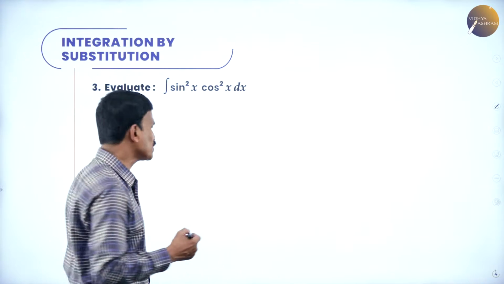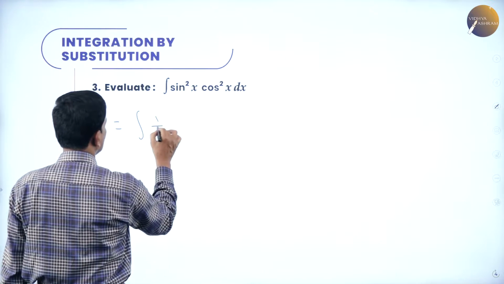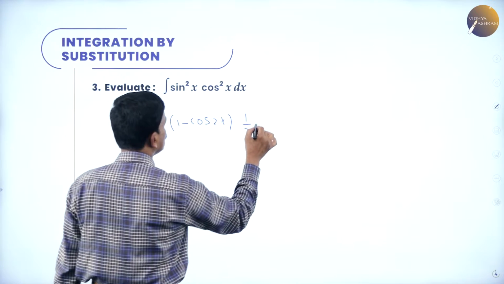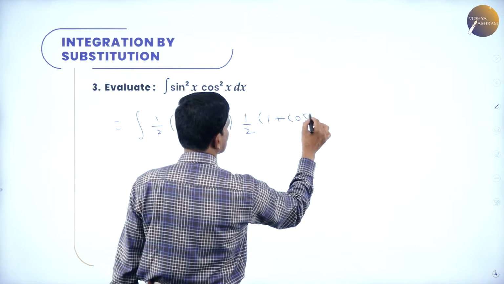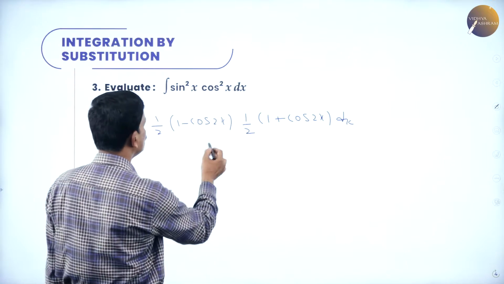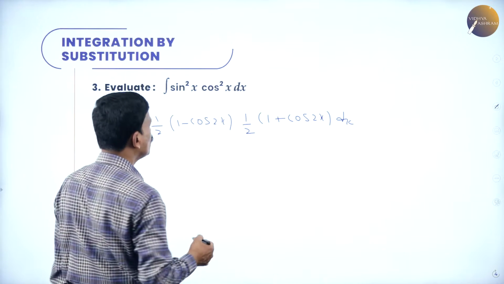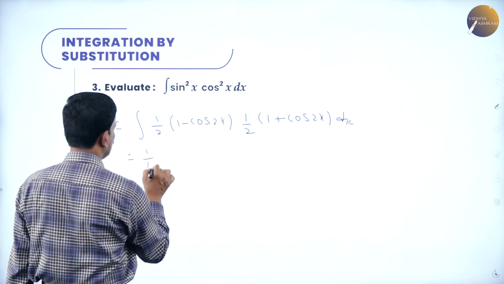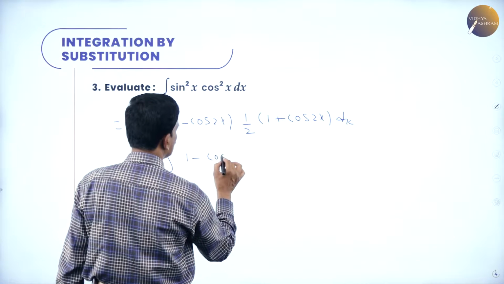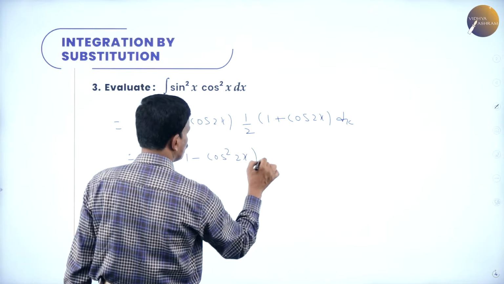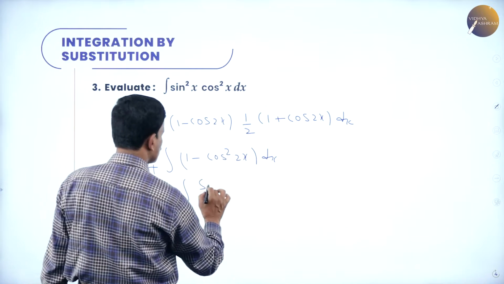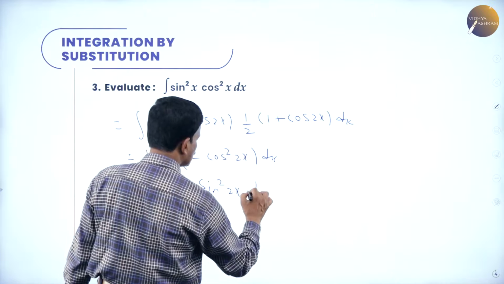Sin square x into cos square x. So this can be written as, for sin square, what is the formula? 1 minus cos 2x into, for cos square it is 1 plus cos 2x into dx. These are the formulas. Sin square x is 1 by 2 into 1 minus cos 2x. Cos square is equal to 1 by 2 into 1 plus cos 2x. So 1 by 2 into 1 by 2 is 1 by 4. If you multiply 1 into 1 is 1. Minus into plus is minus. Cos into cos is cos square 2x dx. This is 1 by 4 into, since 1 minus cos square is equal to sin square, sin square 2x into dx.